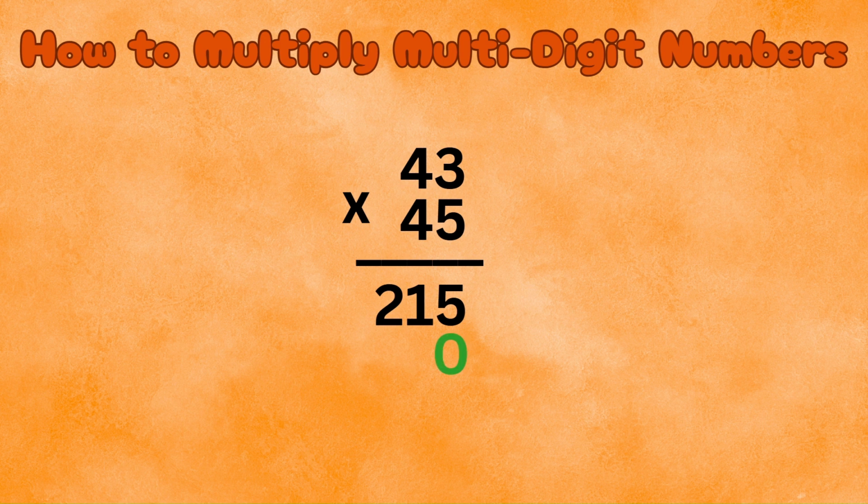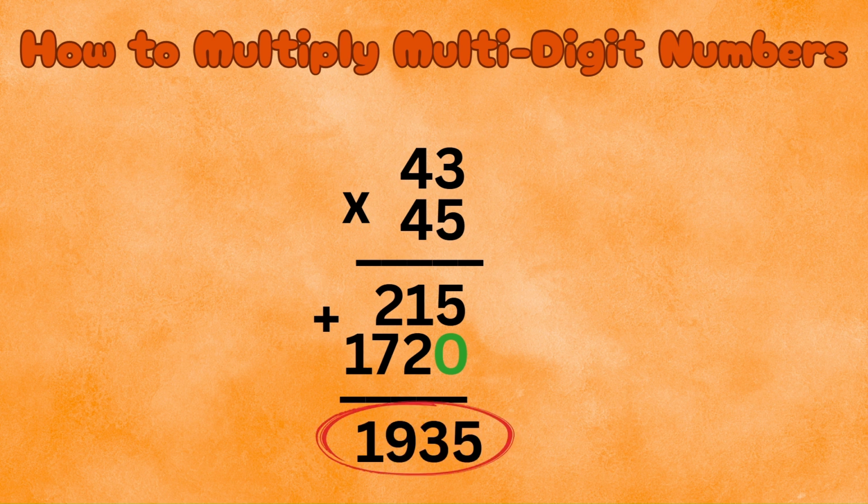Next, we have to put a 0 underneath the 5. This is because we're not multiplying just by 4. We're multiplying by 40. So we have to start with a 0. Then we multiply the 3 and the 4 diagonally, which will get 12. We put the 2 underneath the equation and the 1 over the 4. Then we multiply straight down 4 times 4, which equals 16. Then we add the plus 1 to the 16 to get 17. Then we add both these numbers together to get 1,935.